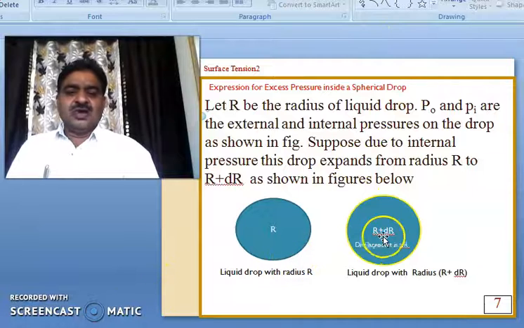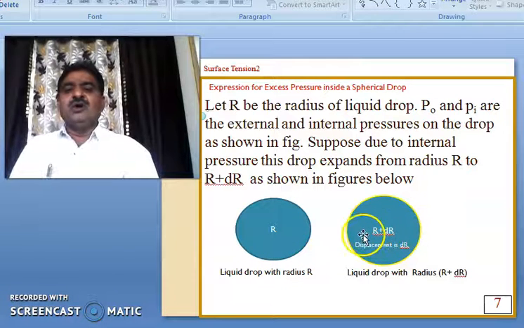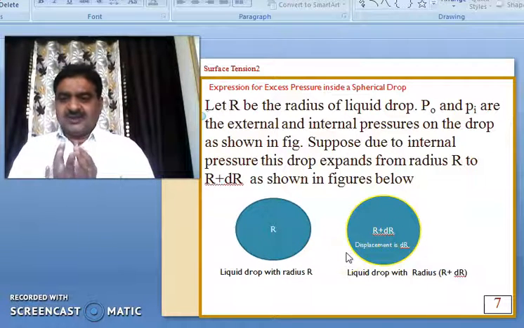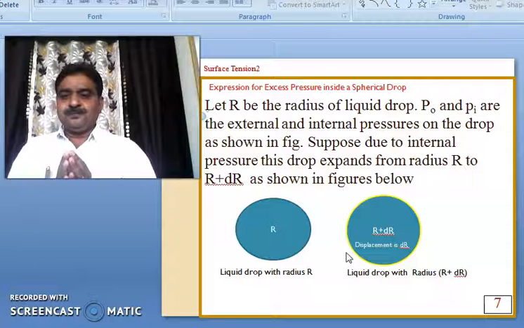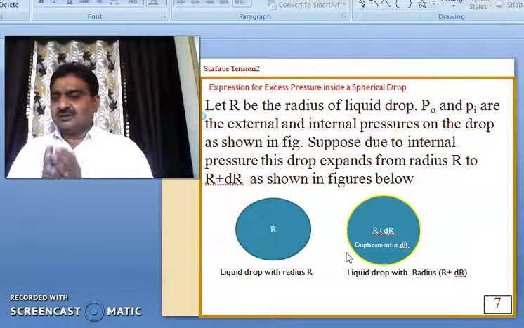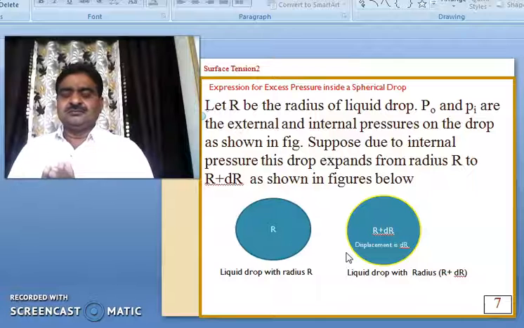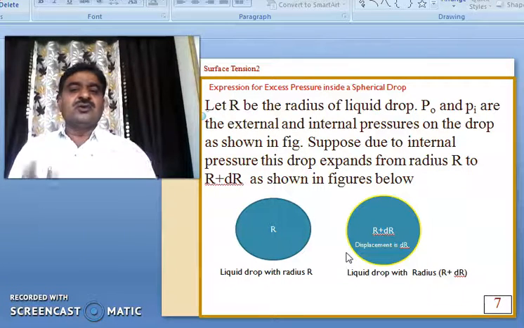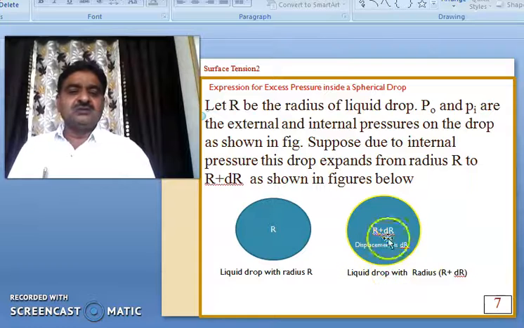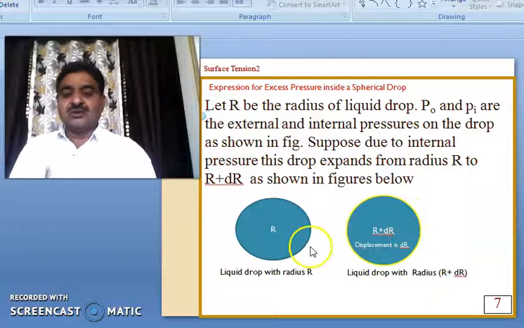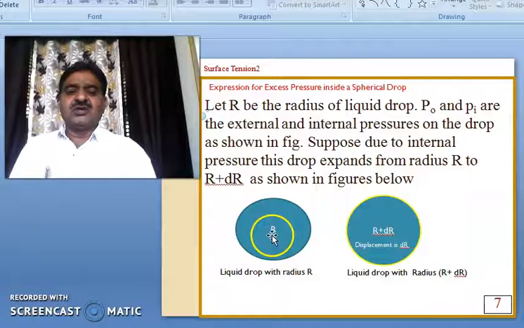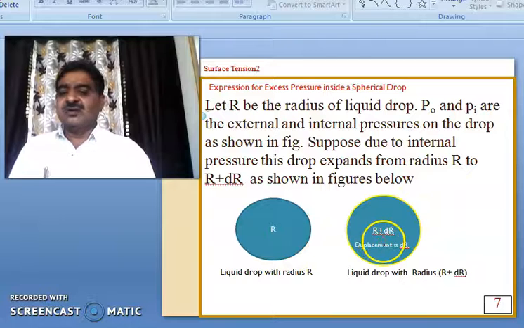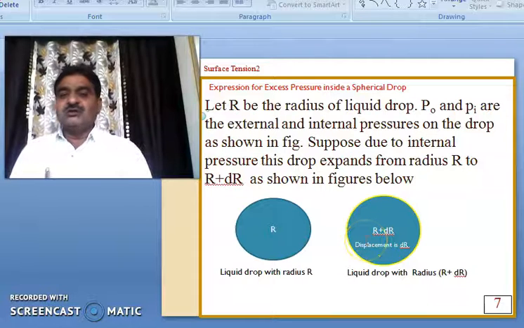Whenever we are expecting a change, what is this change due to? Energy, due to consumption of energy, due to work done. How much work is to be done to expand this liquid drop from radius R to R plus dr? That work done is to be obtained first.